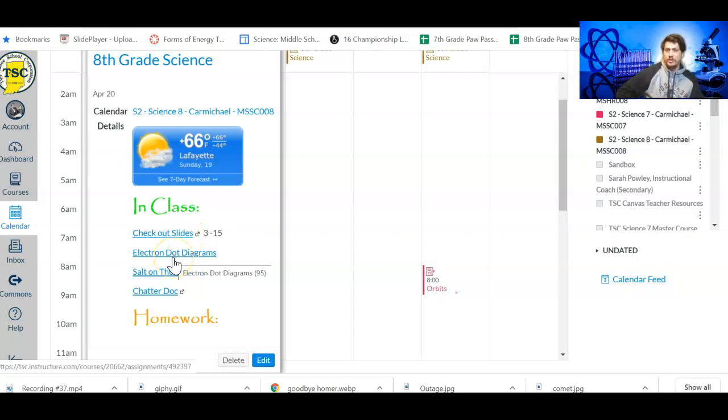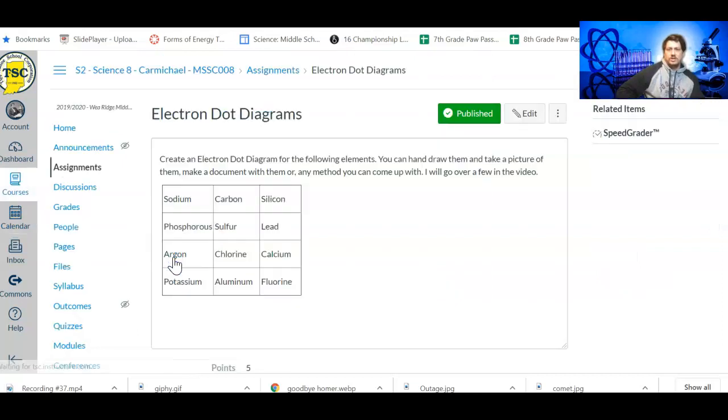We're going to practice kind of what we just went over. When you click on this electron dot diagram, it's going to ask you to create some electron dot diagrams for here. Okay, for sodium, carbon, silicon, phosphorus, sulfur, lead, argon, chlorine, calcium.